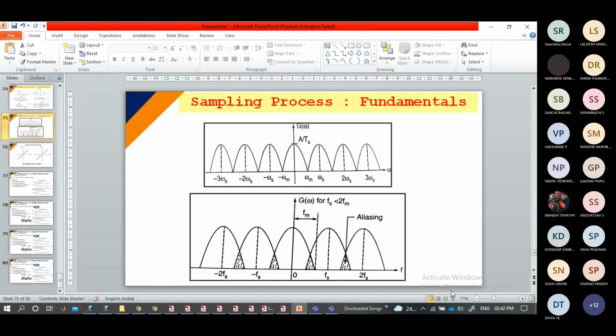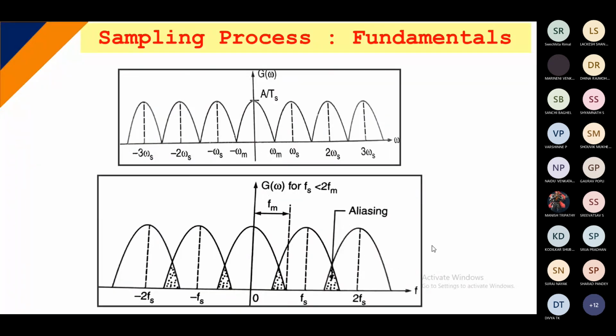You can see this diagram particularly. Observe carefully that this is a condition where fs is less than twice fm, and in this particular case there is some interference taking place over here. This is the interference part, and we call it the aliasing error. Aliasing happens primarily when the high frequency component of the signal takes the identity of the lower frequency component. Just remember this carefully.